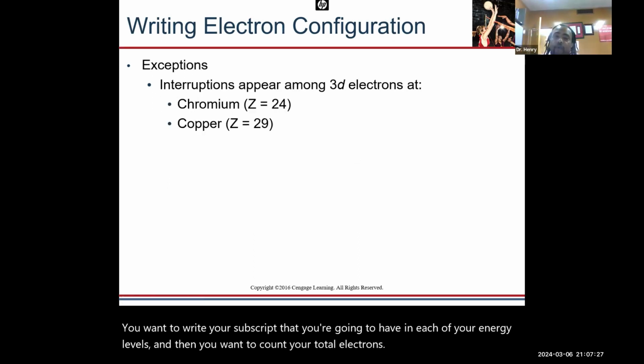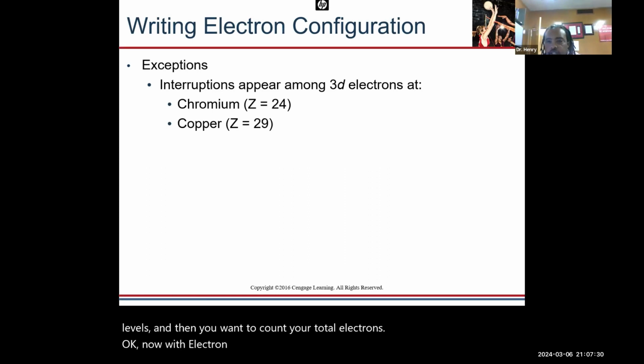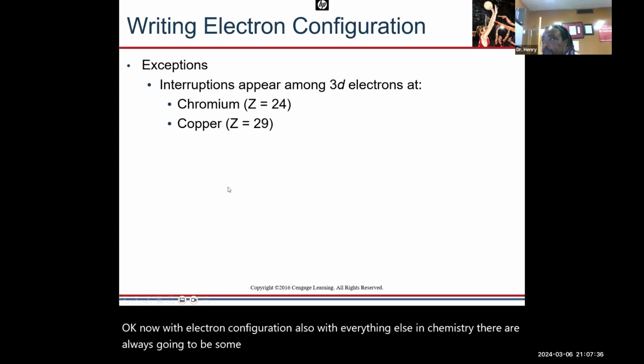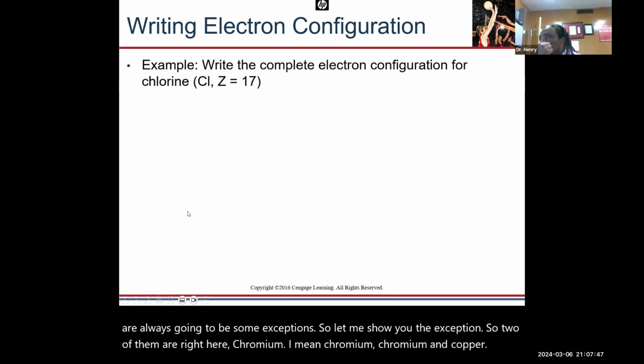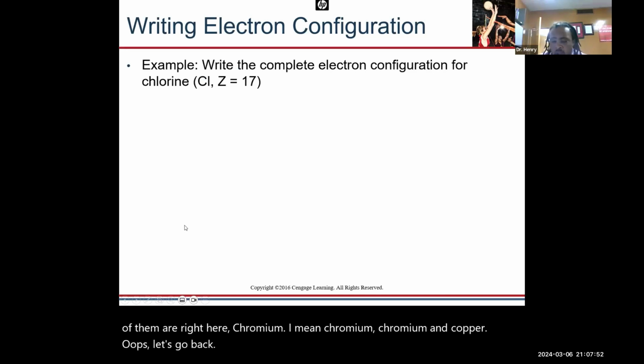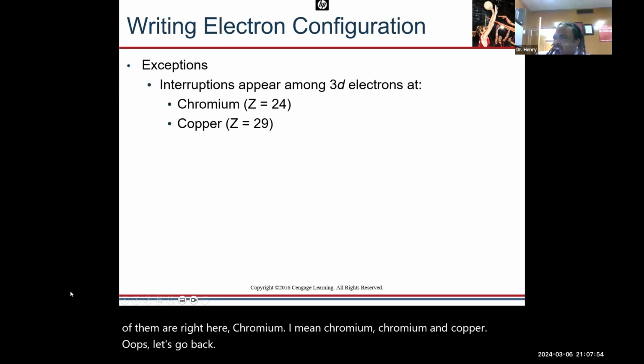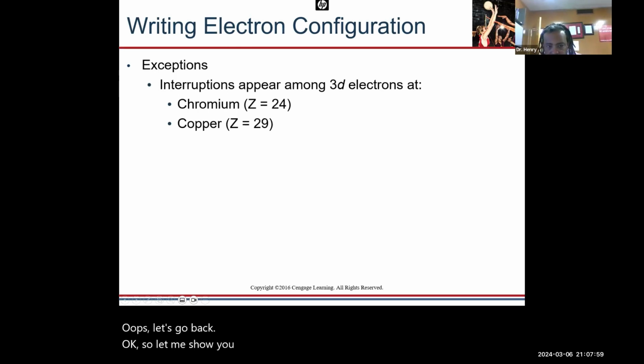Okay. Now, with electron configuration, also with everything else in chemistry, there are always going to be some exceptions. Let me show you the exceptions. Two of them are right here, chromium and copper. Okay, so let me show you how they're exceptions. Let's go to the periodic table.